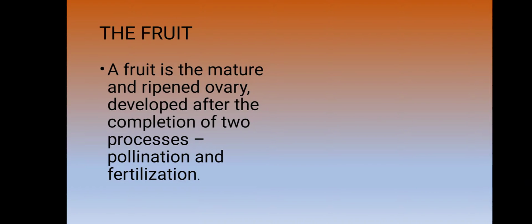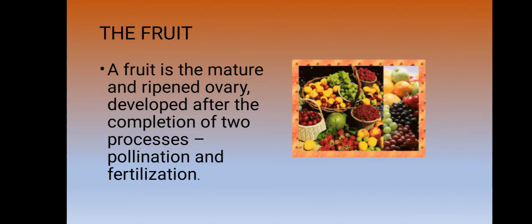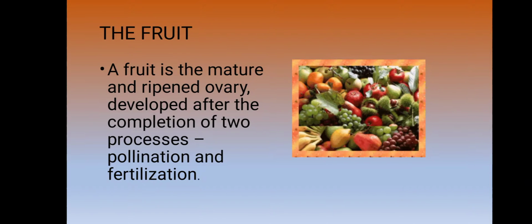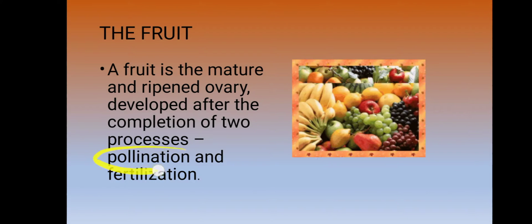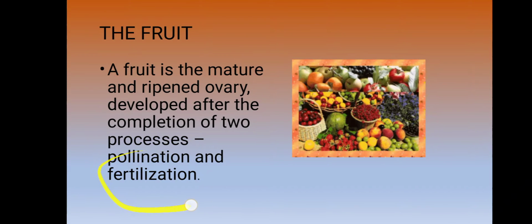We have also learned about fruit, that it is a mature and ripened ovary developed after the completion of two processes, that is pollination and fertilization. Now class, today we'll be learning about dry and fleshy fruit, and we are also going to learn about the structure of a fruit.